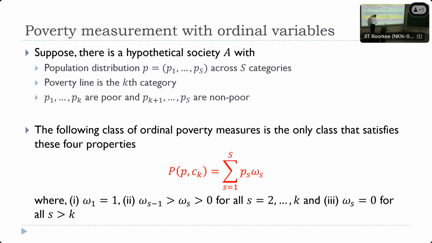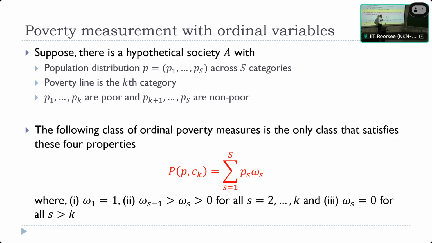So the poorest category receives a weight of 1. The second poorest category needs slightly smaller weights. Third category, again, smaller weight and so on. And if the particular category does not reflect deprivation, then you have 0. You do not assign any weights to them because you do not care. You have one focus, right?